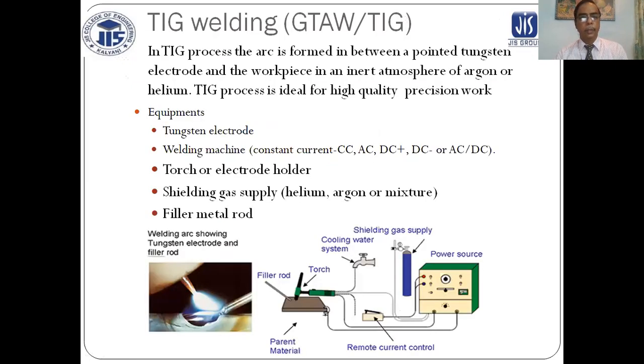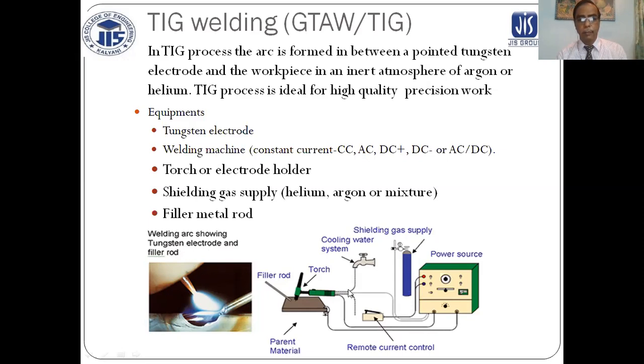TIG welding. In the TIG process, the arc is formed between the pointed tungsten electrode and the workpiece in an inert atmosphere of argon or helium. The TIG process is ideal for high quality precision work. Equipment: tungsten electrode, welding machine, constant current AC/DC, torch or electrode holder, shielding gas supply, argon, helium, or a mixture of both, and filler metal rod if required. This is the tungsten electrode and the filler rod. This is the filler rod, and the welding arc is shown.